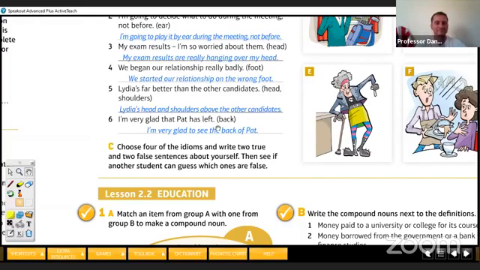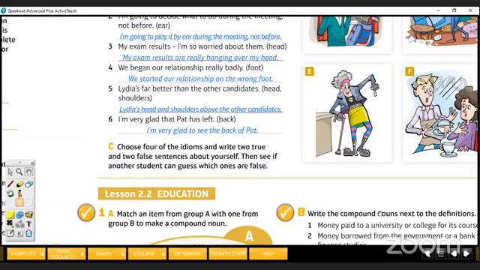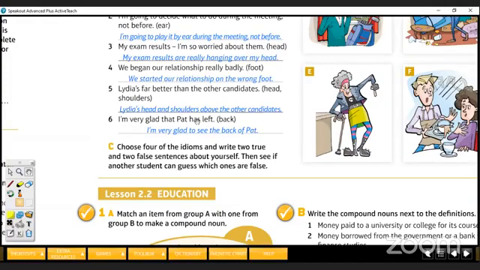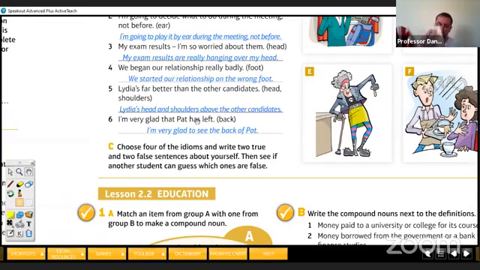And number five, Constanza, go ahead. Lydia's far better than the other candidates. Head and shoulders. Lydia's head and shoulders above the other candidates. Okay, now Nancy, number six. I'm very glad that Pat has left. Back. I'm very glad to see the back of Pat. Yeah, the back of Pat. That's right. I'm very glad to see the back of Pat.